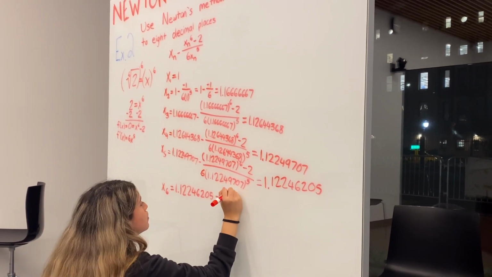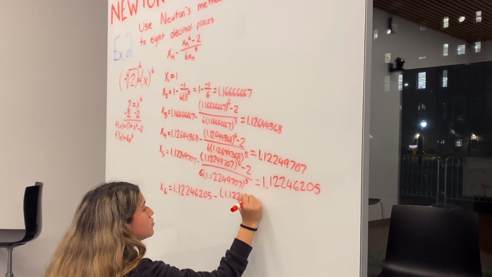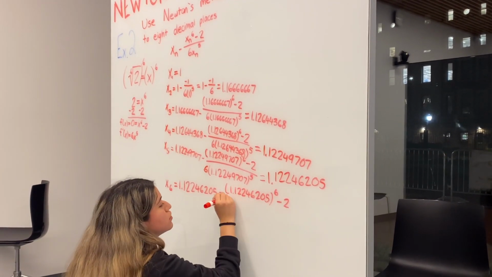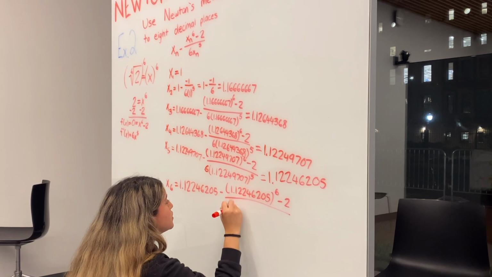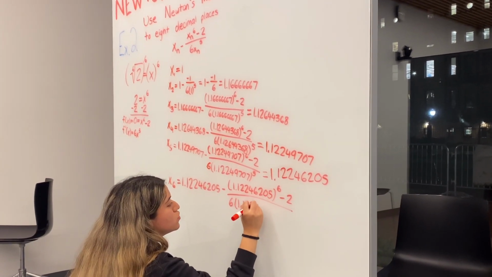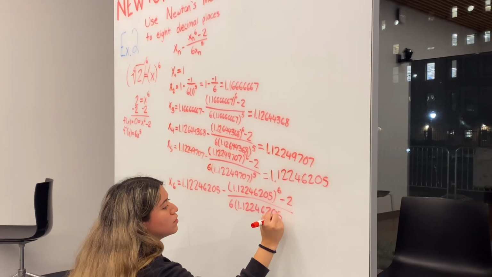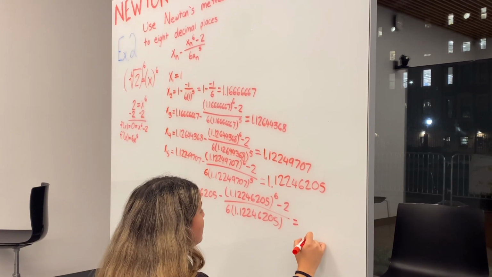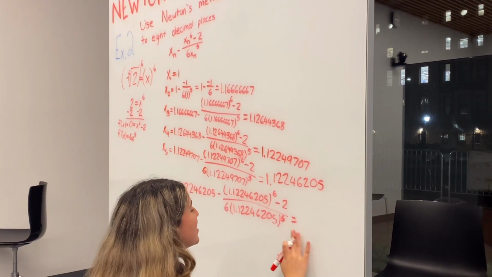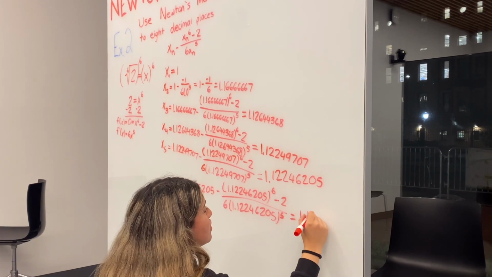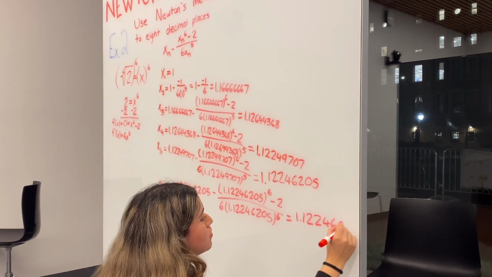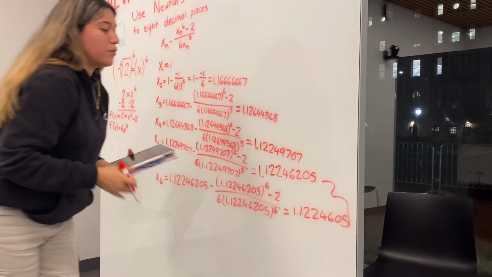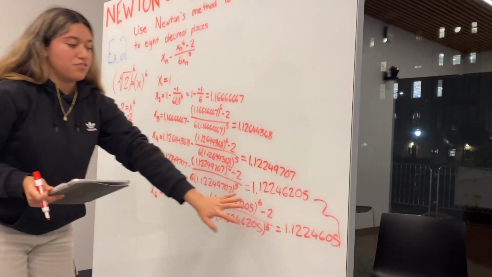minus the decimal to the 6th power, subtracted by 2, over 6 times 1.12246205. And when we do this math, you guys are going to realize that, to the 5th power, I'm sorry. We're going to realize that we actually get the same answer that we got over here. So when we get these two answers, we're going to be able to conclude that this is our final answer.